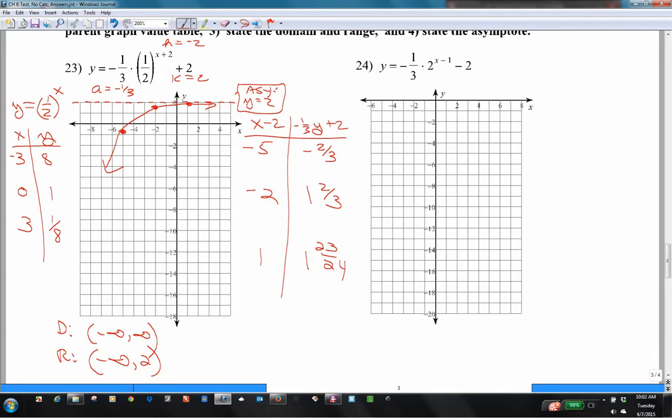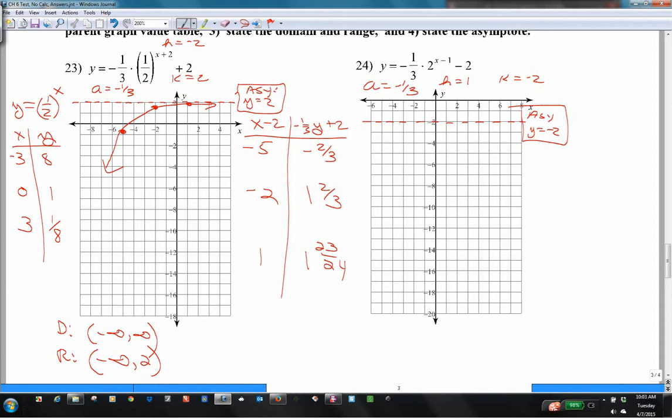And we have another one with bad numbers. So let's go ahead and find, it's an exponential again. So the asymptote is going to be at y equals -2. So I'm going to go ahead and put that on the graph. And I'm going to make a parent table. The parent is going to be, well, let's go ahead and get h and k. So a here is -1/3. H is equal to 1. K is equal to -2.